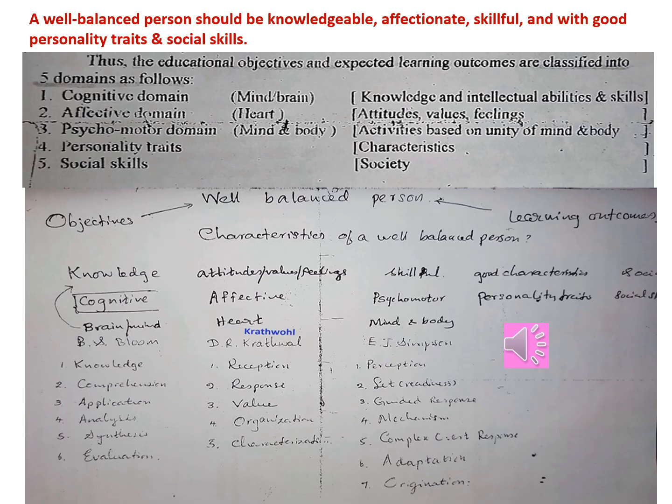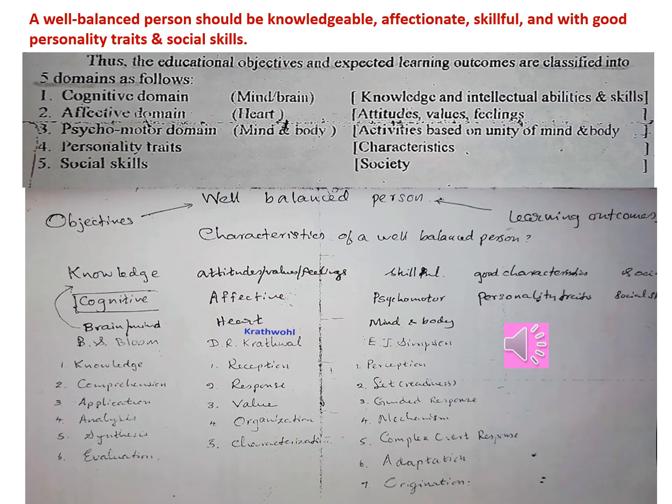Now, who is a well-balanced person? A well-balanced person should be knowledgeable, affectionate. What do you mean by affectionate? With good attitudes, values, beliefs. Okay. So a well-balanced person should be knowledgeable, affectionate, skillful, and also with good personality traits and social skills. So how many aspects? 5. What are those?